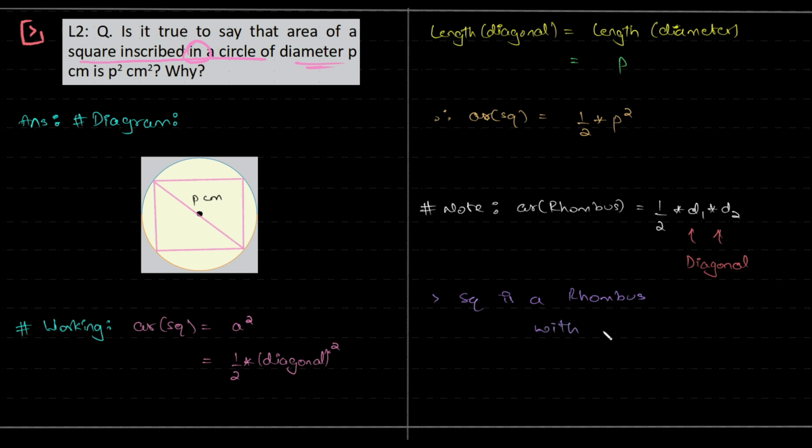That's it. So here d1 and d2 are of same length when we're talking about a square, and that length we can call d, and so the formula will be half of the diagonal square.